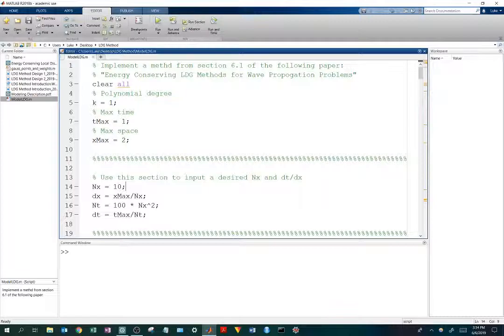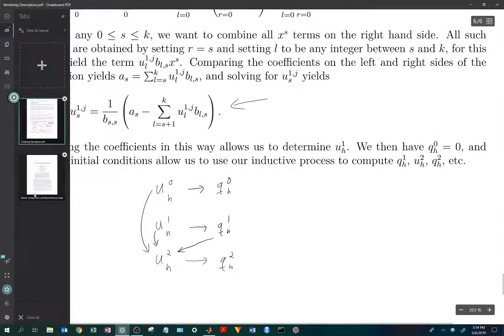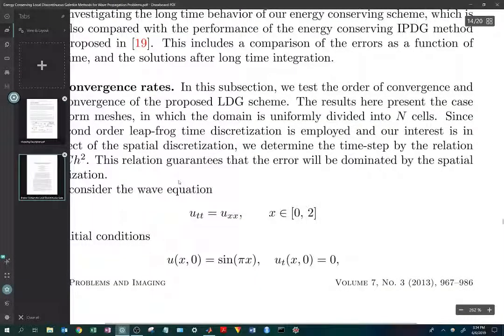Okay, so here let's look at the basics. Let's just start out with degree being 0. And I'll wait to run it until I talk through it. This problem, we're going to run it up until time 1 because that's what's done in the paper. If we look back over, which table is it?